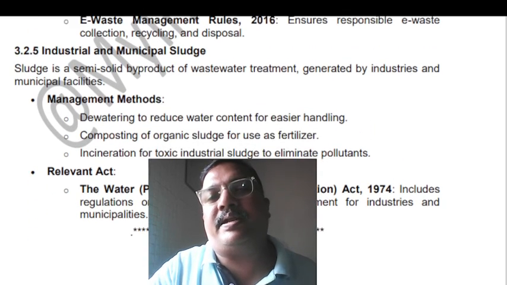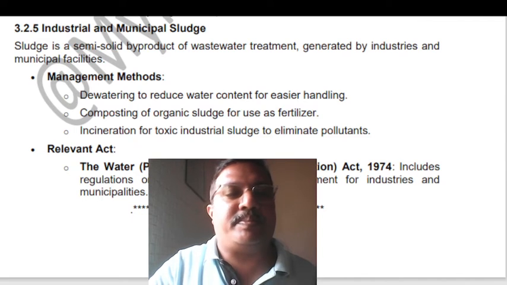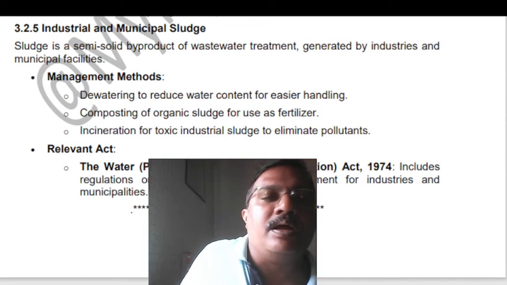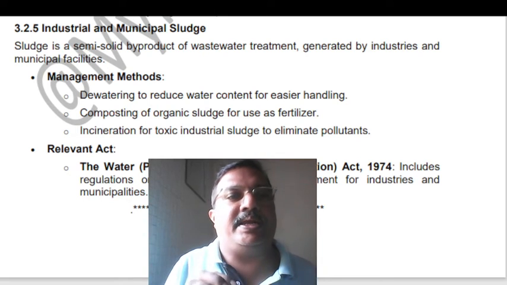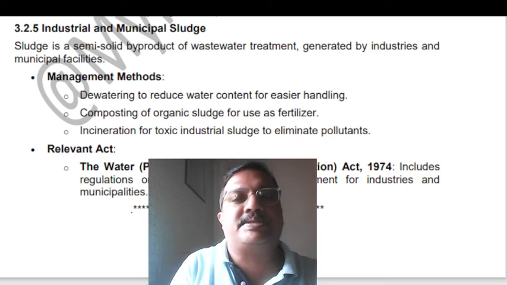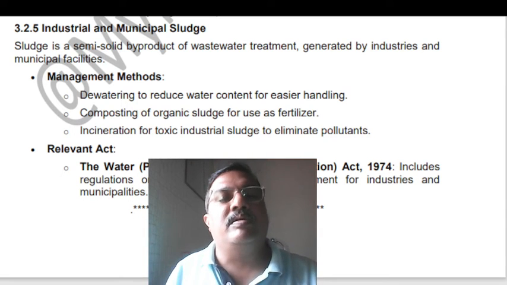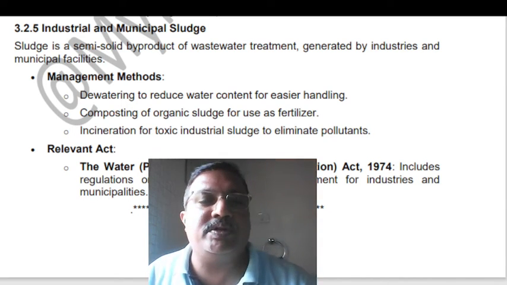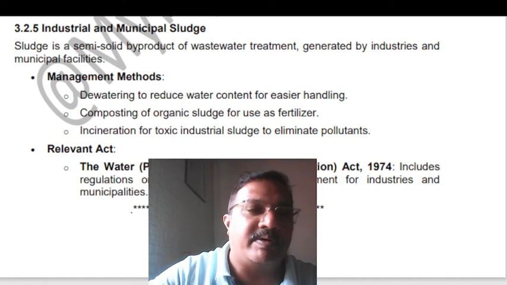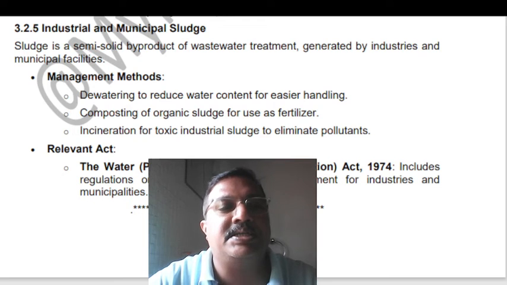Now the industrial and municipal sludge, the last topic. So what is sludge? Sludge is a semi-solid material which is left behind after the wastewater is treated in factories or in the treatment plants of municipalities. How is it managed? It can be managed by dewatering, composting, and incineration.